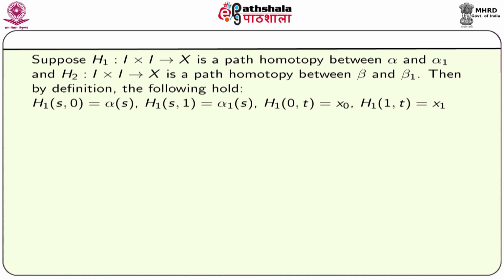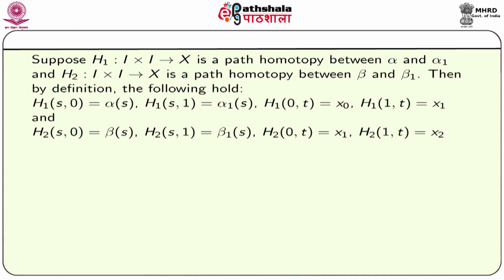Now, by the definition of path homotopy, we get H1(s, 0) is alpha(s), H1(s, 1) is alpha 1(s), H1(0, t) is x0, H1(1, t) is x1, and by the definition of path homotopy H2, we have H2(s, 0) is beta(s), H2(s, 1) is beta 1(s), H2(0, t) is x1 and H2(1, t) is x2.